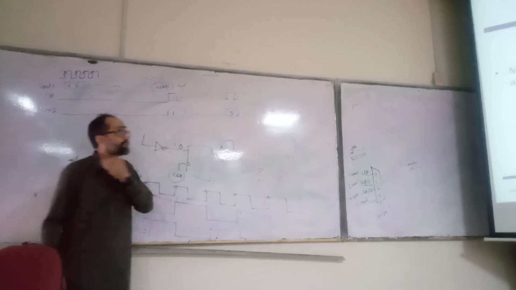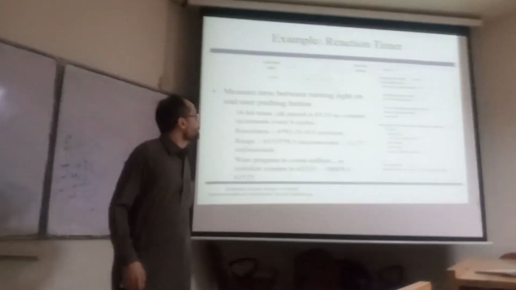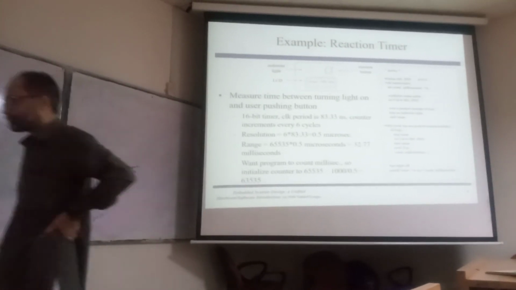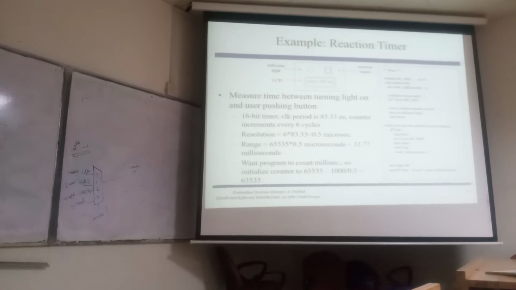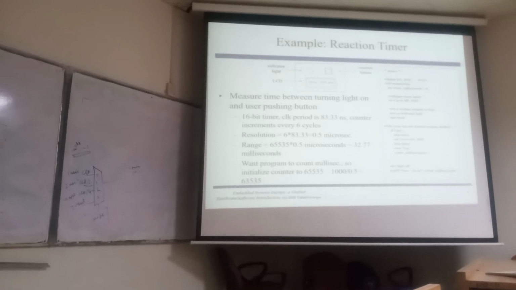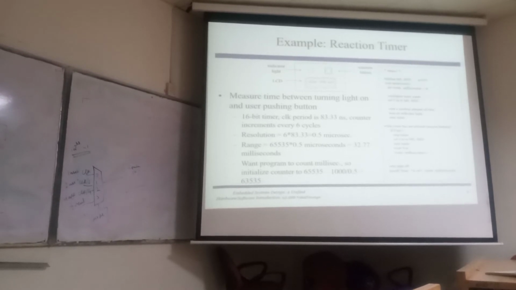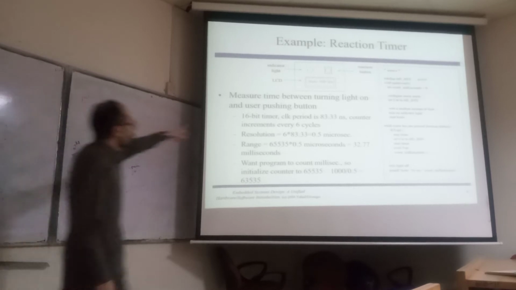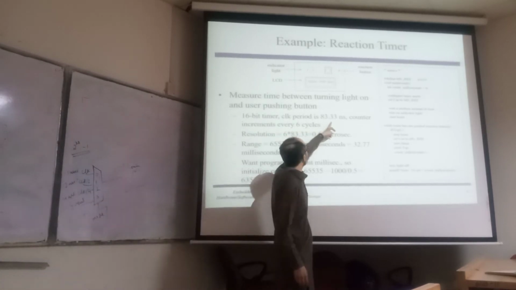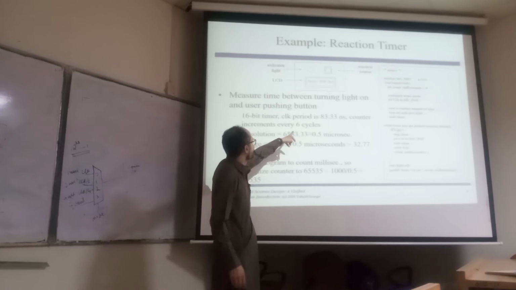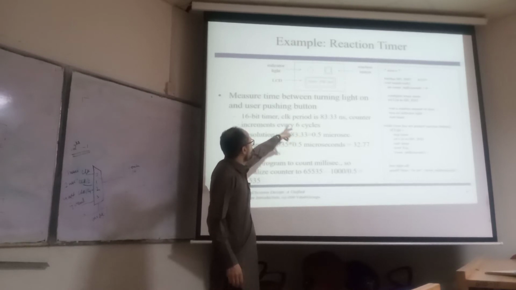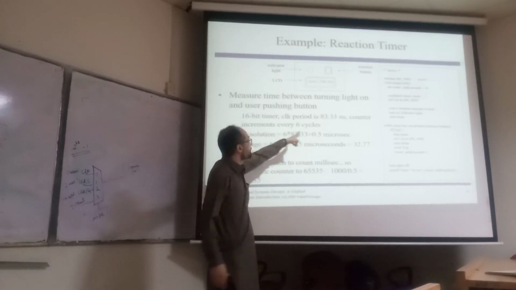Now, reaction timer. What's the reaction timer? It measures the time between turning a light on and the user pressing a button. Let's say we have a 16-bit timer. The clock period is 83.33 nanoseconds, and the counter increments every 6 clock cycles.